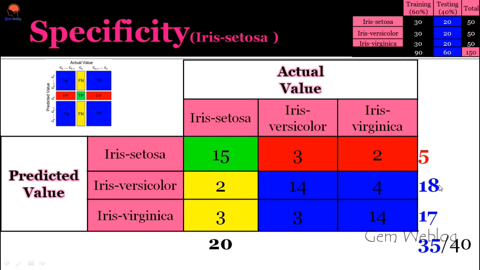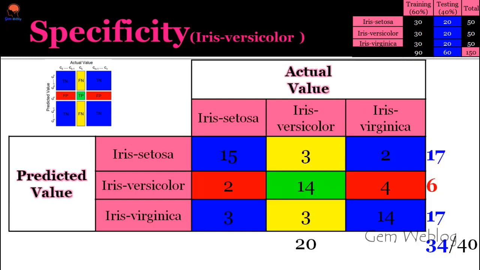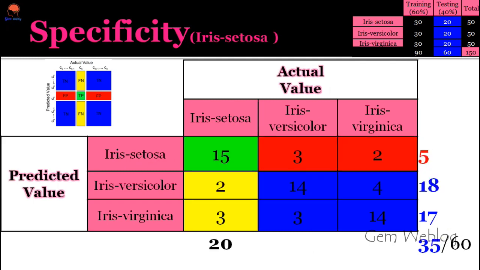So 14 plus 4 is 18, 3 plus 14 is 17. So adding 18 plus 17 is 35. 35 divided by 40 is the specificity for Iris Setosa. Next, the specificity for Iris Versicolor is 15 plus 2 is 17, 3 plus 14 is 17, 17 plus 17 is 34, divided by 40.